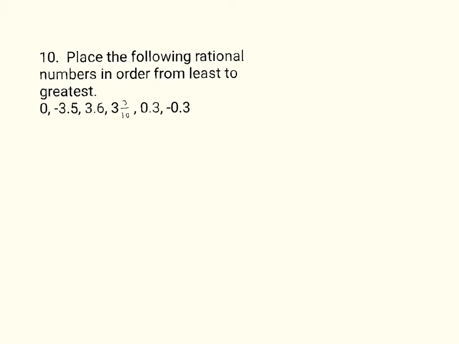Number 10, place the following rational numbers in order from least to greatest. So we're going to focus on the least to greatest. We have to make sure we put the smallest numbers first. That has to be negative numbers first, so we're looking at the negative 3 and 5/10 and the negative 3/10. This is farther away from 0, the negative 3 and 5/10, so that's going to come first, followed by the other negative number in the list, negative 3/10. You're going to cross them out as you go.